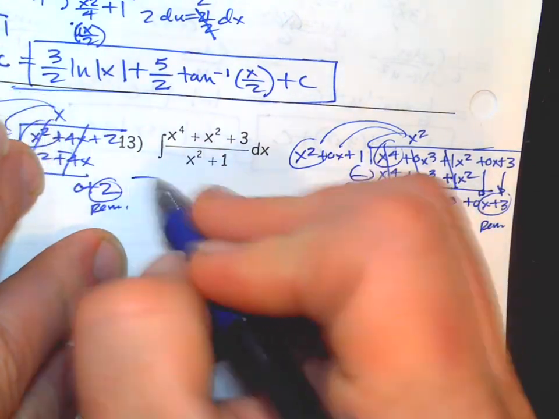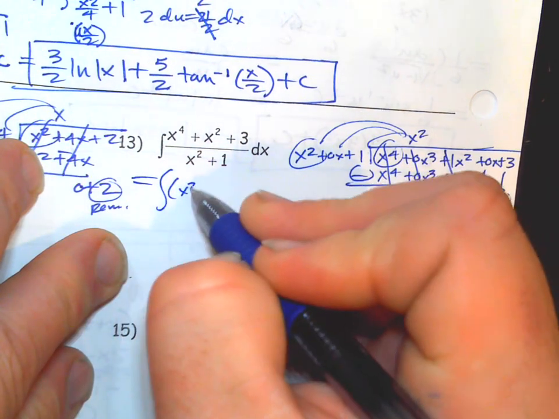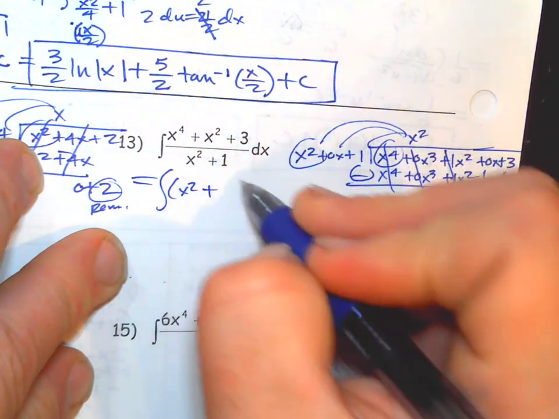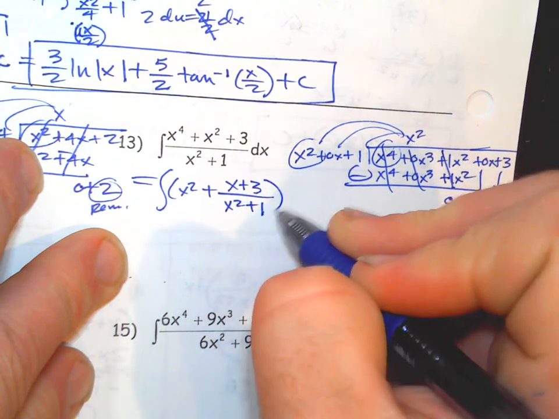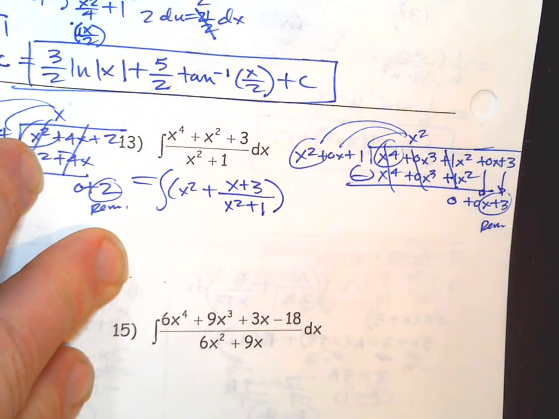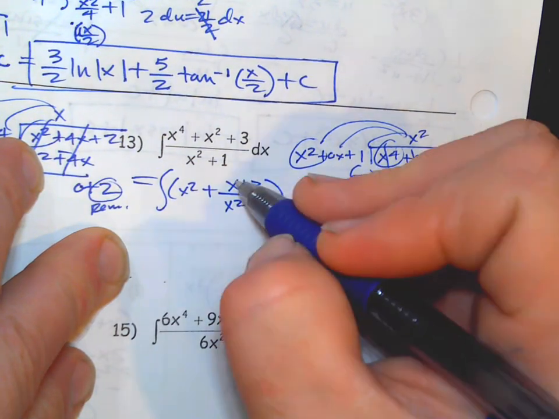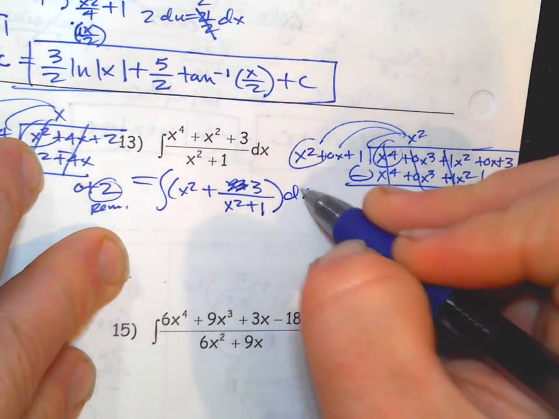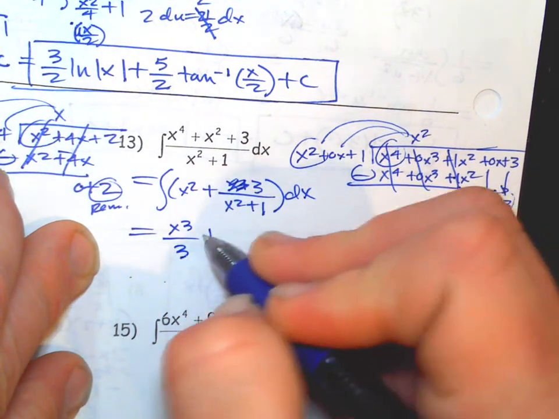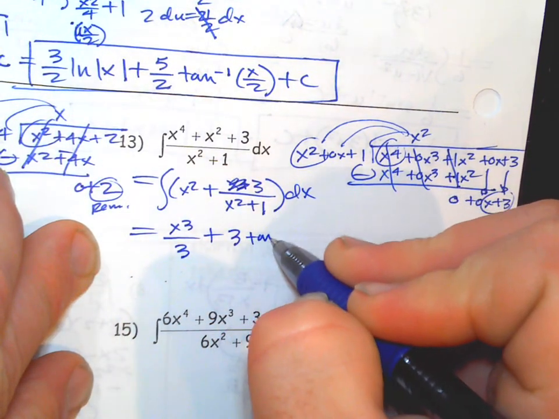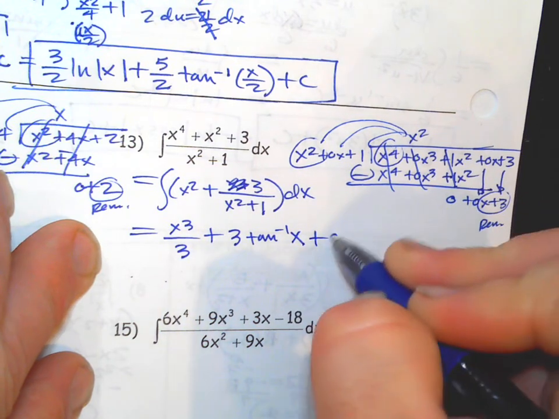So what we have now is x squared plus x plus 3 over x squared plus 1. Oh, that's 0x, so just 3 dx. So this is going to be x cubed over 3 plus 3 inverse tangent of x plus c.